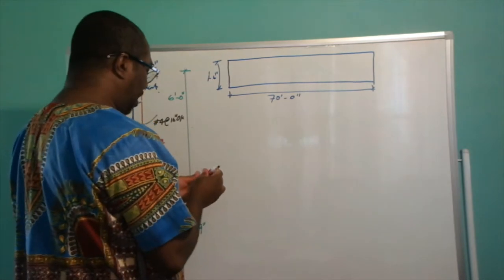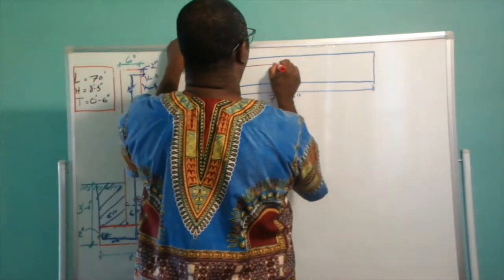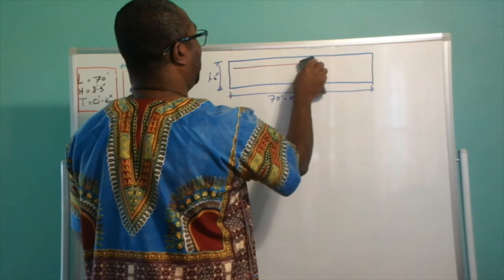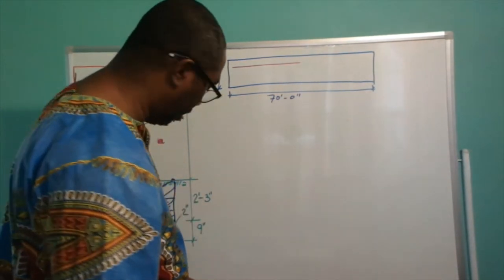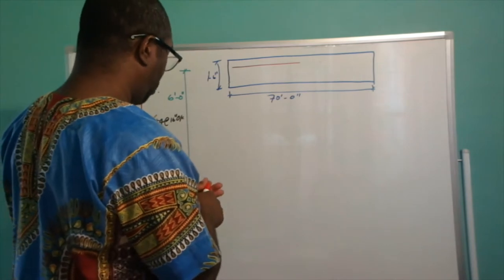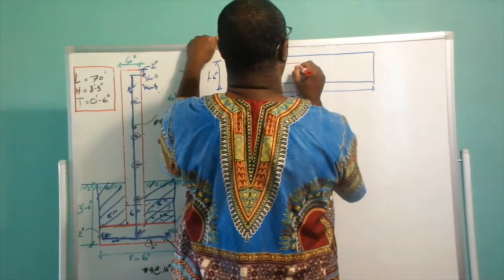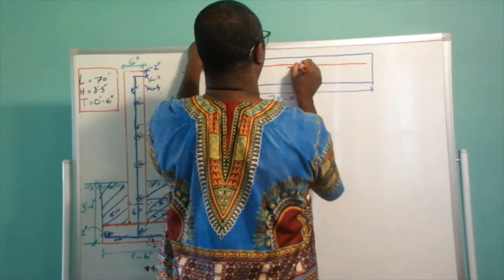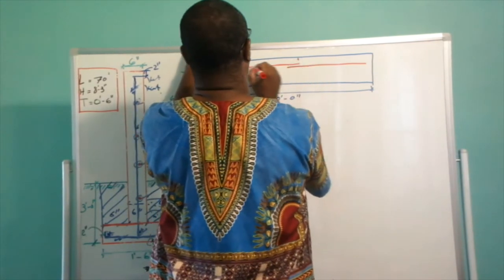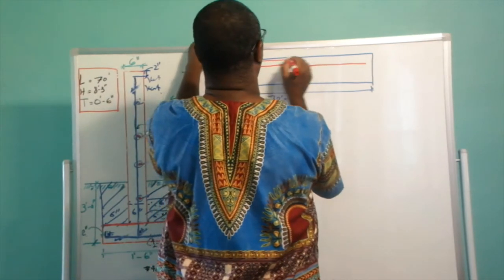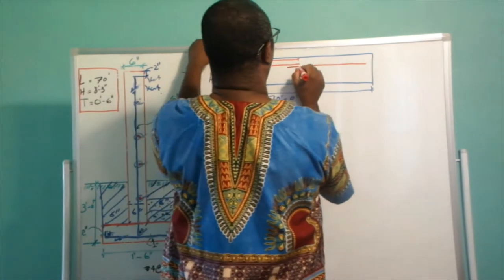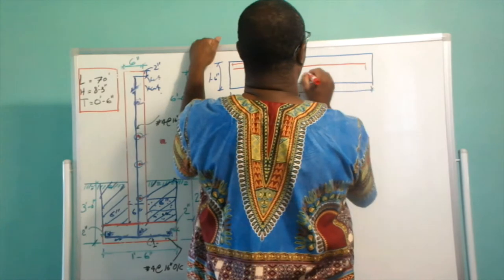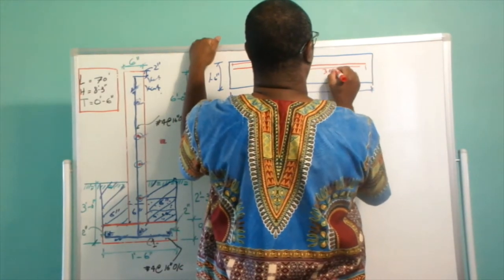You're going to have the first length, which is 40. Well, not so long, because this is not to scale. So let's say, for example, your 40 feet comes there, and then your 30 feet would come something like this. So this is your 40 feet, from this point to this point is your 40 feet. And then from this point to the end is your 30 feet.